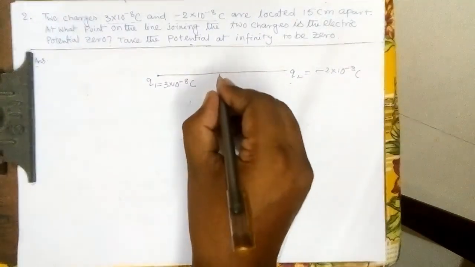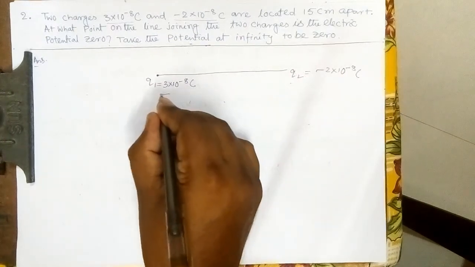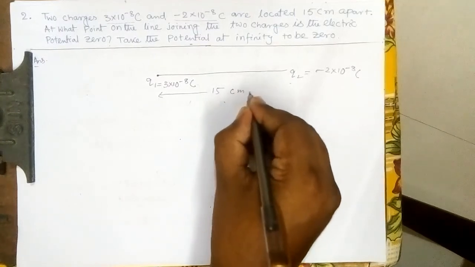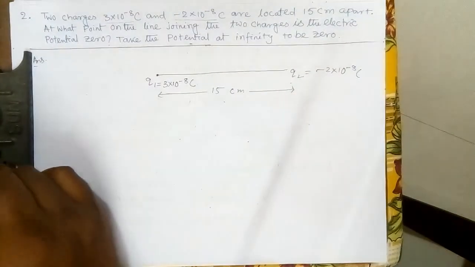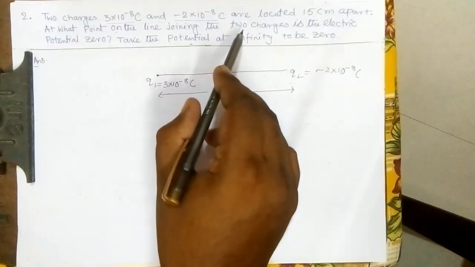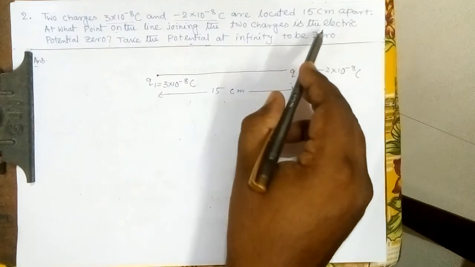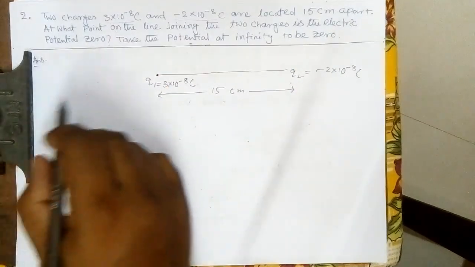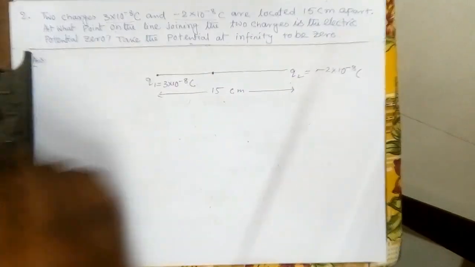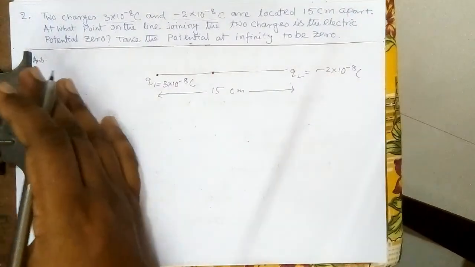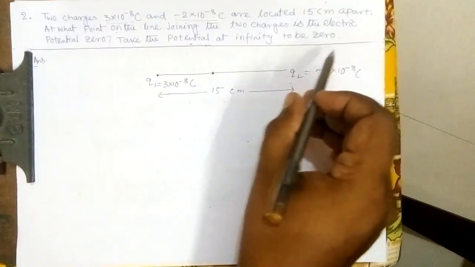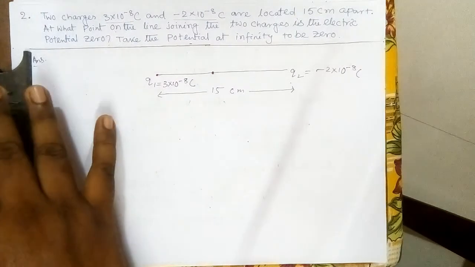Okay, and they are kept at a distance of 15 centimeter. Now, at what point on the line joining the two charges is the electric potential 0? They have told us that at some point between them the potential will be 0, and take the potential at infinity to be 0.